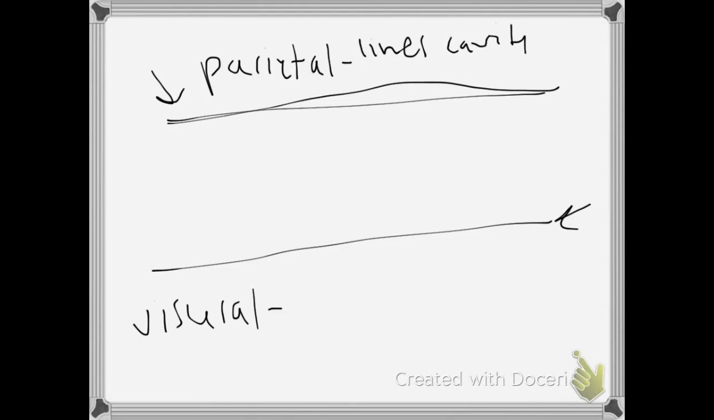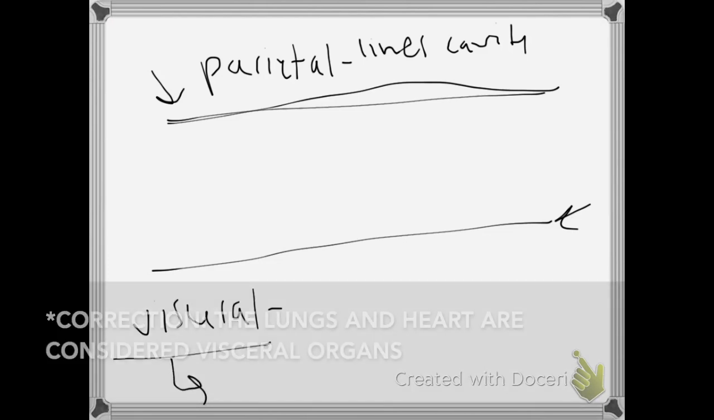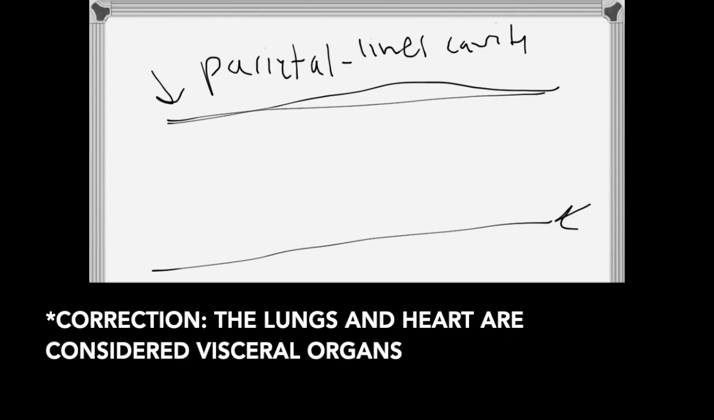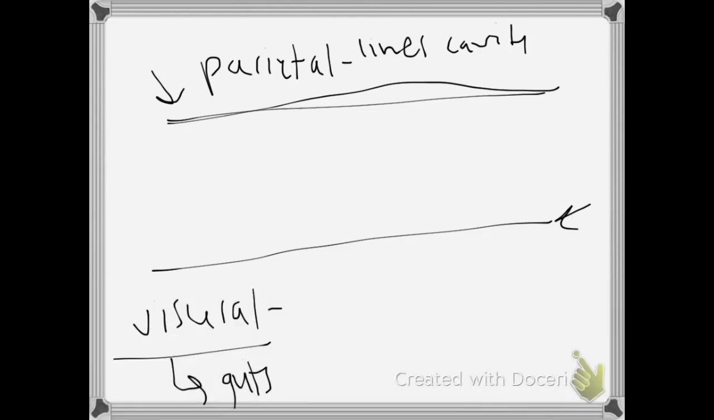The visceral layer, this visceral means guts. So even though technically your lungs and your heart aren't considered guts and those have serous membranes, visceral relates to guts, and all your abdominal pelvic stuff, those are your visceral organs. So the visceral layer means of the organ or lines the organ.